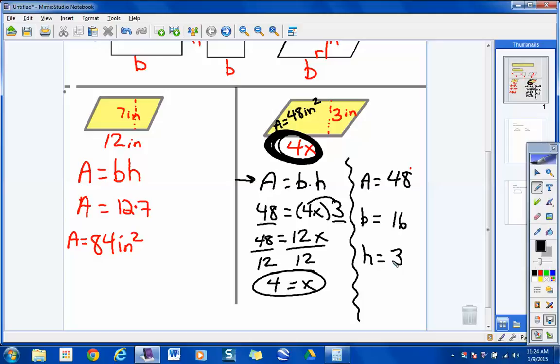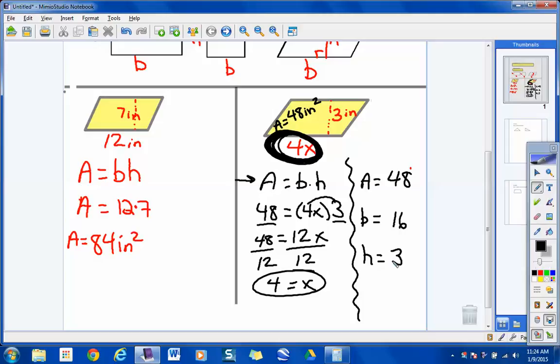Okay. So understand, yeah, you're plugging stuff in, you're going to solve for x. But when you get that x value, you have to go back in and substitute for your unknowns up here. Do you understand why this base length became 16 right here? Okay, it was 4x. Our x value that we got was 4, so this is really 4 times 4, which got you 16.